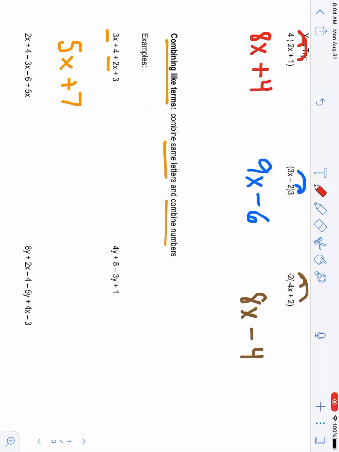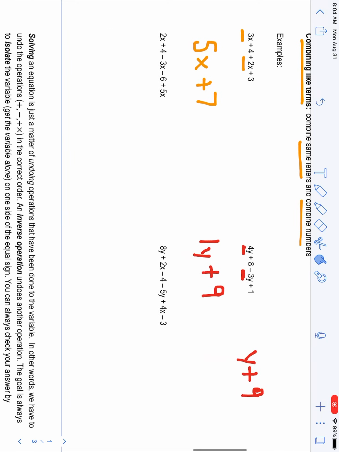Be careful with your signs in the second one. I have a positive 4y and a negative 3y. So 4 minus 3 is 1y. I have a positive 8 and a positive 1. 8 plus 1 is 9. I can leave my answer like that, or if you wrote this for your answer, it's the same thing. So 1y plus 9 is the same as y plus 9. All right, let's keep moving.